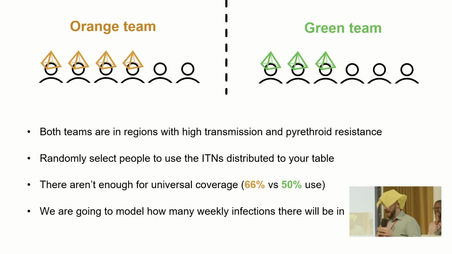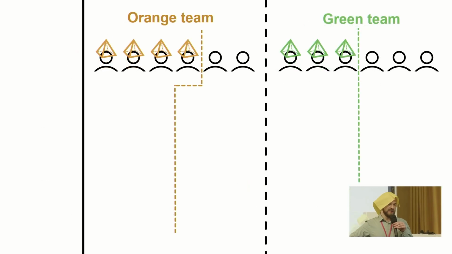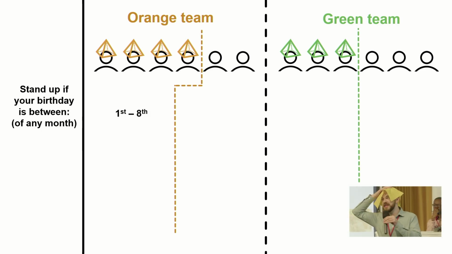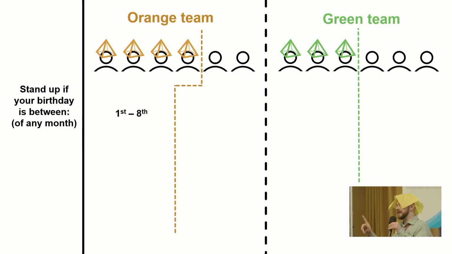So the next thing I want people to do is I'm going to focus on the orange team first. So on the orange team, can I go next? I'm struggling with the clicker. Okay, so people on the orange team who are using an ITN, if you were born between the 1st and 8th of any month, I want you to stand up. Only people who are using an orange ITN. So that's definitely everyone who was born between the 1st and 8th of any month who was wearing or using that orange ITN, they're stood up.